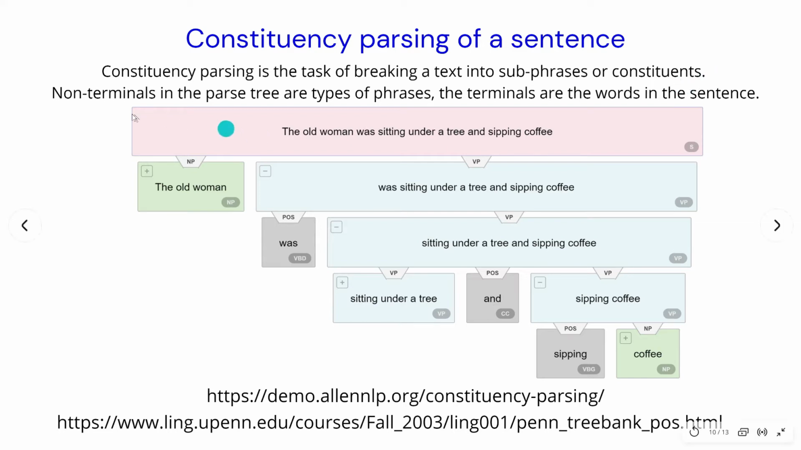Now here the non-terminals in the parse tree are types of phrases. The terminals are words in the sentence. I'll explain that. If you see in the parse tree, all these are non-terminals, where you have types of phrases like verb phrases, noun phrases. And if you expand them further, only at the end you will see that the terminals are words of the sentence. We'll quickly see this.